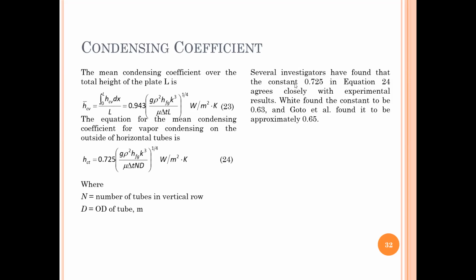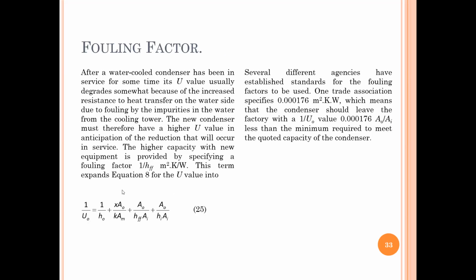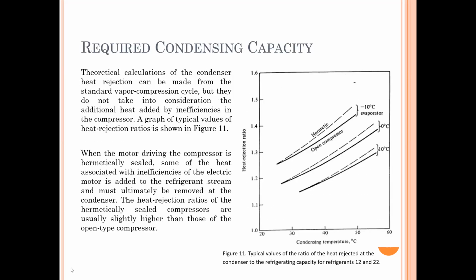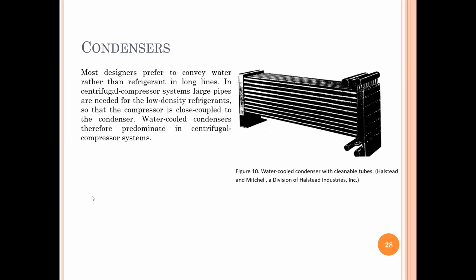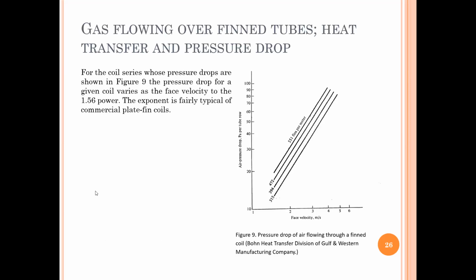Several investigators have found that the constant 0.725 in equation 24 agrees closely with experimental results. White found the constant to be 0.63 and Goto et al. found it to be approximately 0.65. Okay. So yun yung condensing coefficient sa condensing vapor.